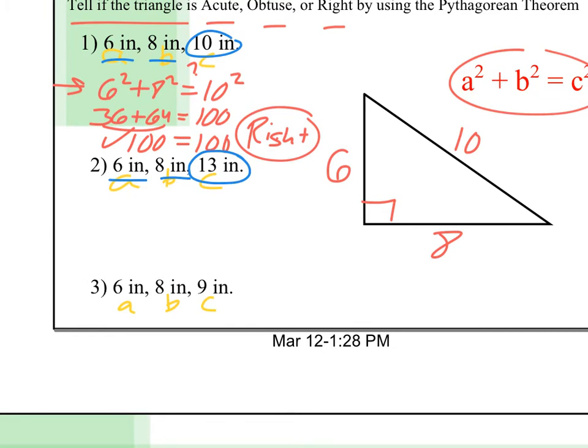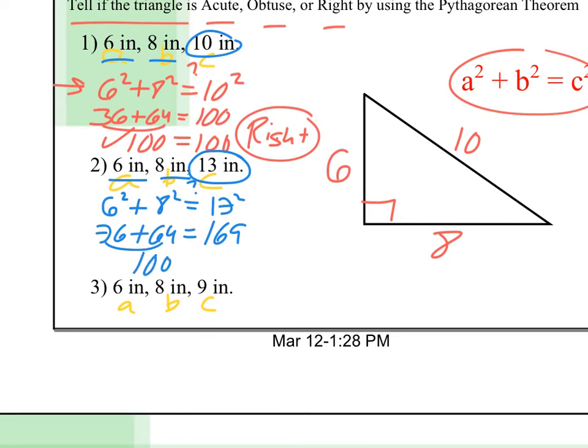Maybe you can kind of guess. Pause the video if you want, but maybe you can guess what's going to happen here as I plug the numbers in, and that should maybe lead you to your answer. But let's try it now. When we plug in the numbers, and I'll try to show you with a visual too, 6 squared plus 8 squared, does that equal 13 squared? I'm trying to figure it out. 6 squared is still 36. 8 squared is still 64. 13 squared is 169. When I add 36 and 64 together, I get 100, which is less than 169.